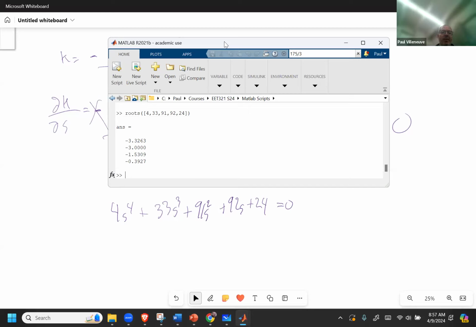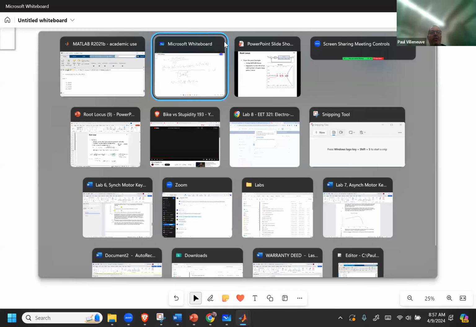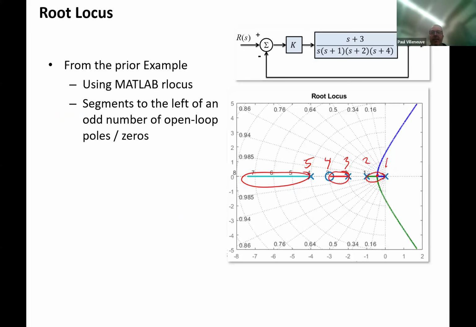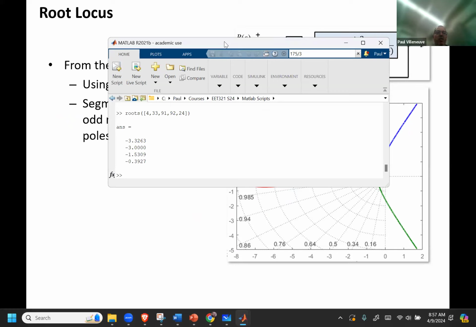So minus 3.33, minus 3, minus 1.53, and minus 0.39. Which one of those is right? We have 4 of them. It has to be the one that lives between 1 and 2. Which one lives between 1 and 2? The only one that's valid is minus 1.5309. All the other ones are invalid, right?